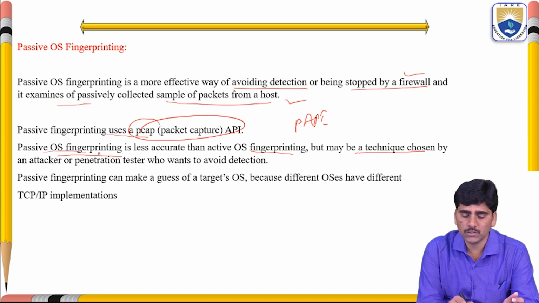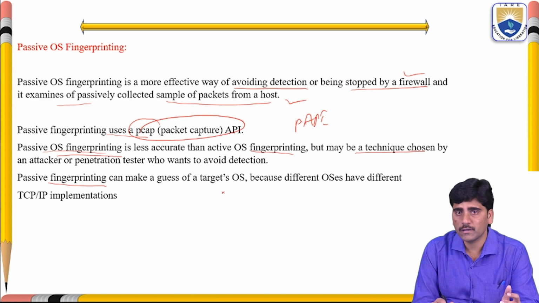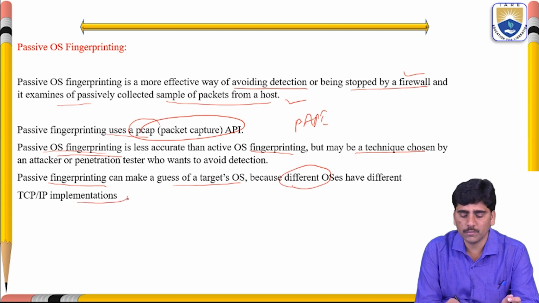They can use this passive OS fingerprinting. And passive OS fingerprinting can make a guess of a target's OS, because different OSs have different TCP/IP implementations.